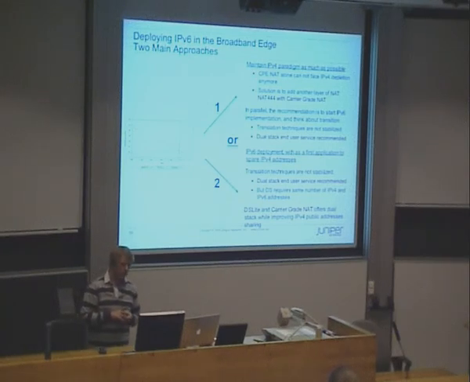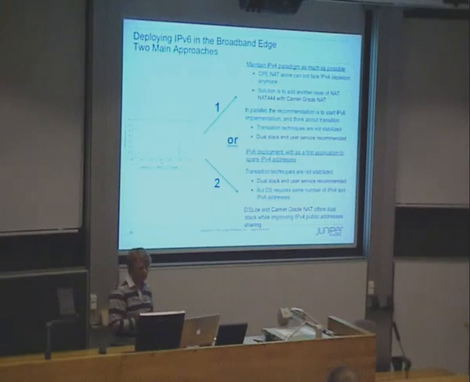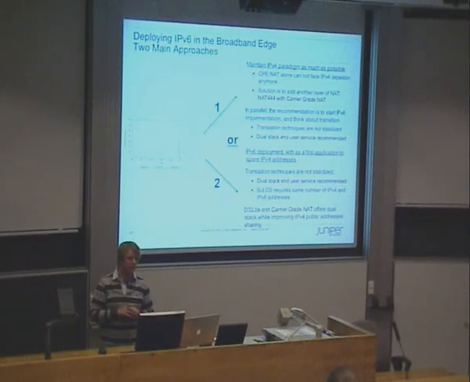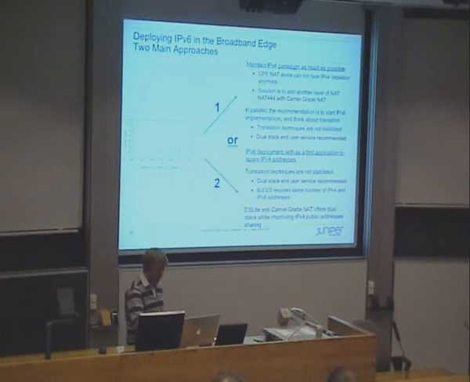And DS-Lite was described earlier. I have a couple of slides on it as well. And carrier grade NAT is the huge NAT device, which is a router with perhaps hardware assistance to do the NAT in a core of the network.